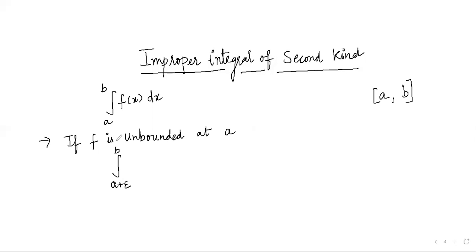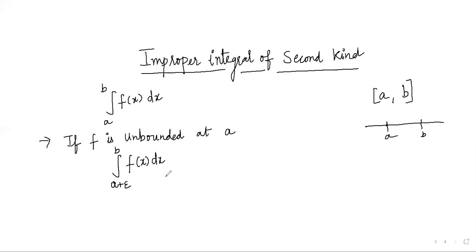And there will be no change in the upper limit. Upper limit will be same, b. Integrand is f(x) dx. See, we have this interval [a, b]. We are integrating this function f(x) in this closed interval [a, b]. Since f(x) is unbounded at this point a, within this interval, we are shifting a little bit, slightly, we are shifting here.